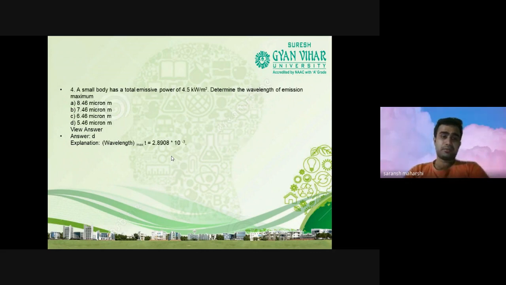radiation. Question number 4. A small body has a total emissive power of 4.5 kilowatt per meter square. Determine the value of the wavelength of maximum emission. Option A, 8.46 micron; option B, 7.46 micron; option C, 6.46 micron; and option D, 5.46 micron. So the correct answer is option D, 5.46 micron, because lambda maximum times T is equal to 2.89 times 10 to the power minus 3.